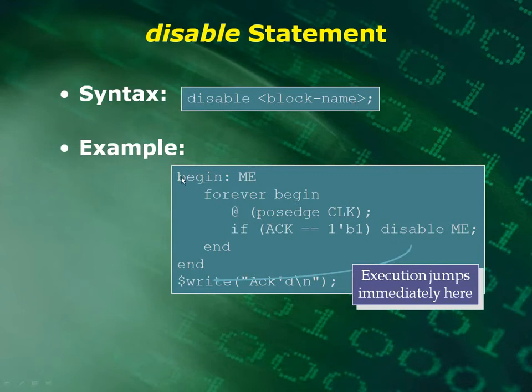So here we have a begin end block called ME, and we've used a forever statement. So this is going to go forever unless we do something such as the disable. So here we've said if we have ACK equal to 1, we disable ME, which forces the execution to go down to right after this end of the begin end block. So when this disable occurs, then it executes down here at the write statement next.